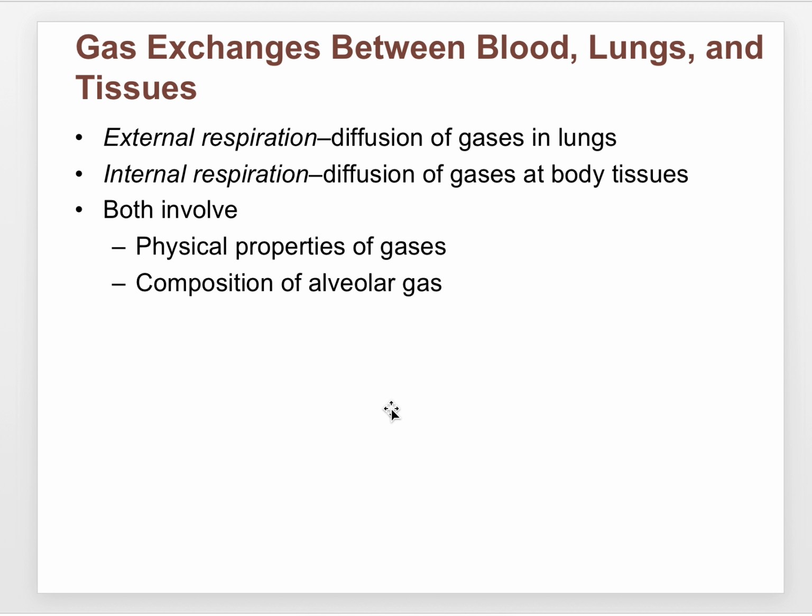Now gas exchange between the lungs and the tissues occurs in two types of respiration. External respiration is diffusion of gases in the lungs. Internal respiration is diffusion of gases at the body tissues. Both involve the physical properties of gas and the composition of alveolar gas. So it makes a cycle. Gases are exchanged in the lungs, enter the capillaries and the bloodstream, and are pumped out to the tissues where gases are exchanged. Oxygen is used up by the tissues and carbon dioxide is put back into the capillaries, which then enter the venous bloodstream, pumped to the heart and back to the lungs to repeat the process over again.